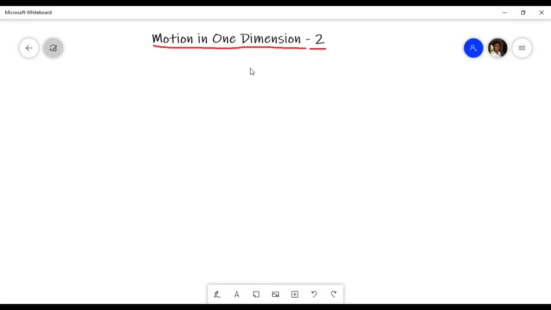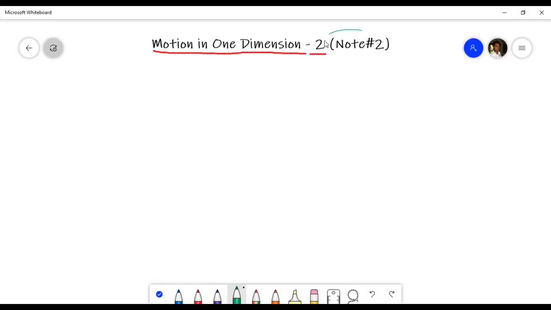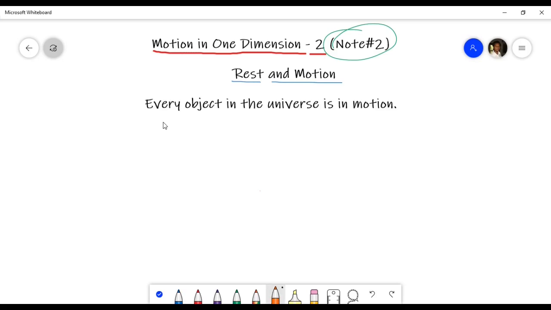We are learning motion in one dimension, and this is note number 2. We'll be seeing about rest and motion. You know that every object in the universe is in motion, any form of motion. Every object in the universe is in motion.